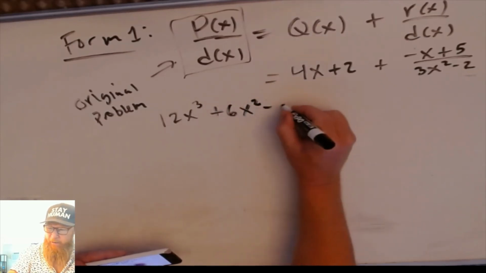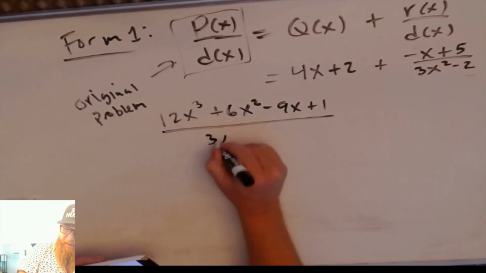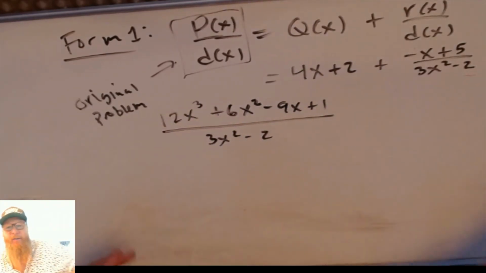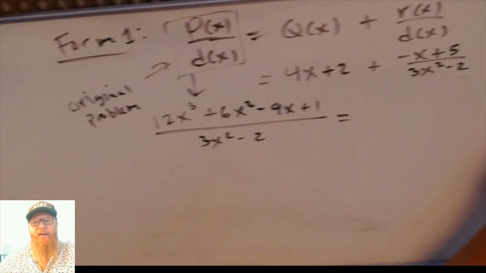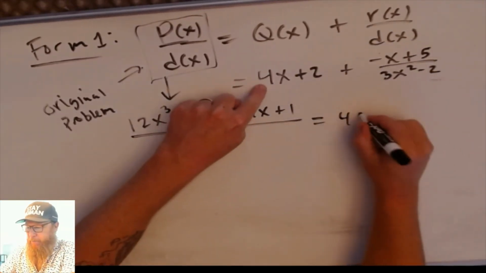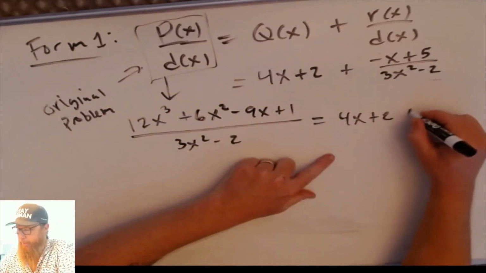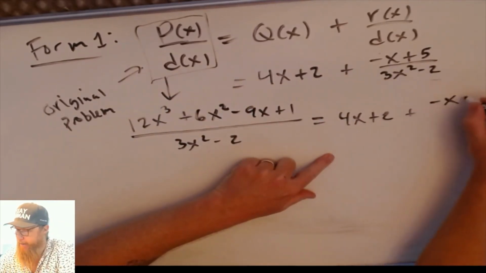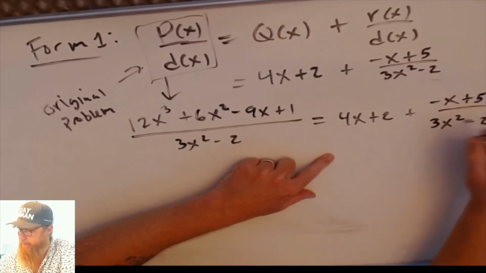I should do this more often. Minus 9x plus 1 over 3x squared minus 2. So that's the original problem here, and that's equal to 4x plus 2. That's your quotient, plus negative x plus 5 over 3x squared minus 2.